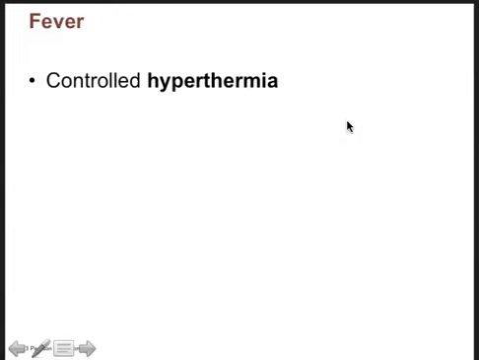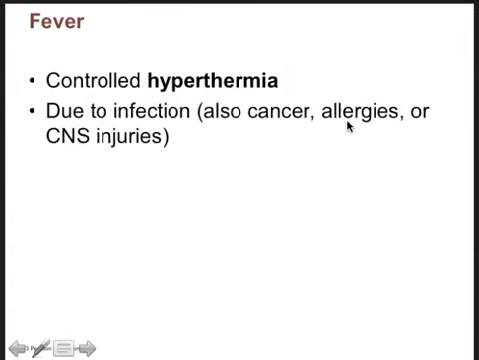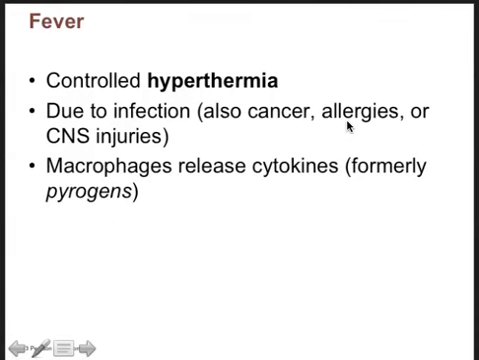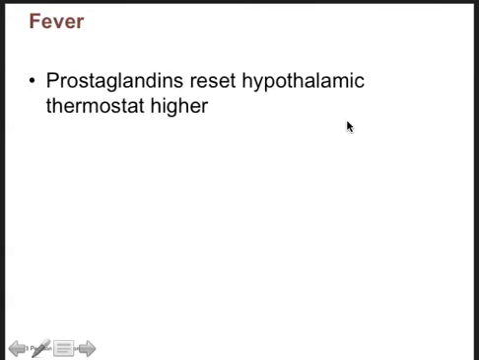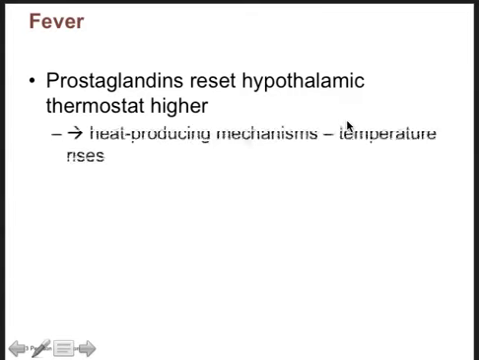Fever is controlled hyperthermia. It can be due to an infection or allergies or central nervous system malfunction. Macrophages release cytokines which have a temperature elevating activity. They're classed as pyrogens. This causes the release of prostaglandins from the hypothalamus. Prostaglandins reset the hypothalamic thermostat. Heat-producing mechanisms result in a rising body temperature. Natural body defenses or antibiotics can reverse this process.